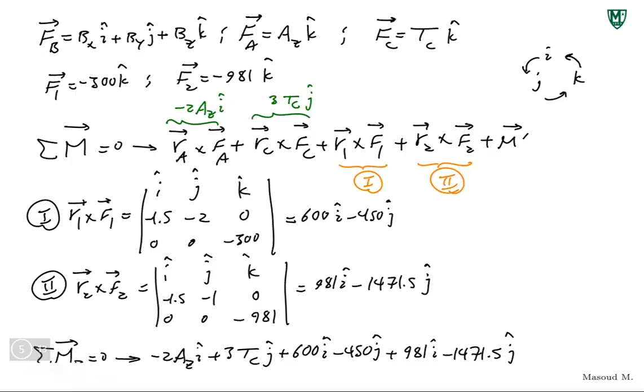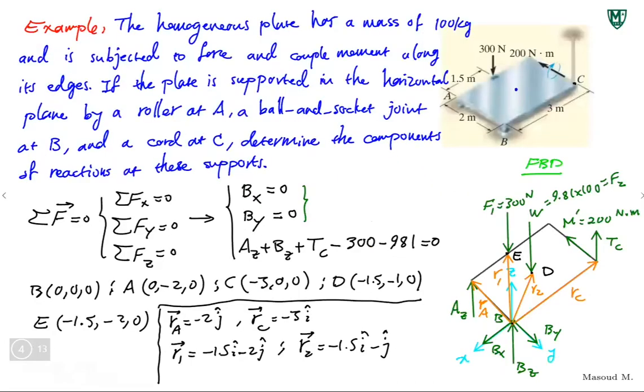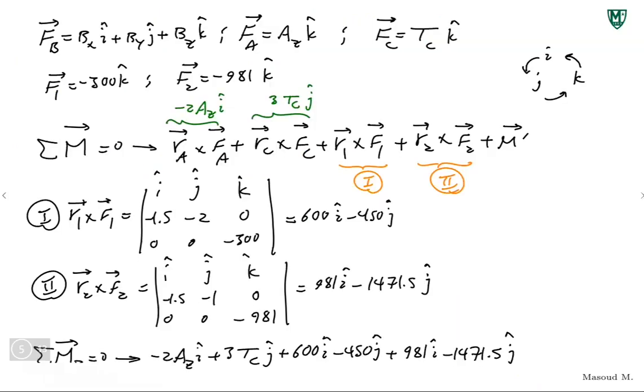What is M prime? Can someone tell me what is M prime? Looking at the free body diagram, 200. Well, it is 200, but minus 200, right? Because of the direction of it. If you look at the y-axis, it's in the opposite direction, M prime. So that becomes minus 200J. Exactly, minus 200J. Thank you, guys. Minus 200J. This should be equal to 0.